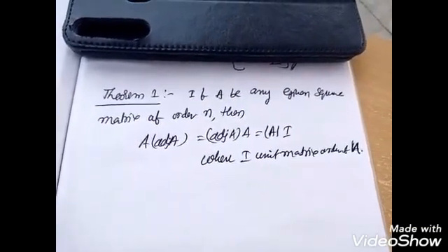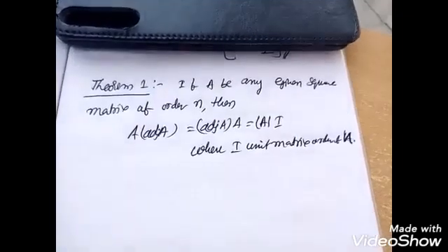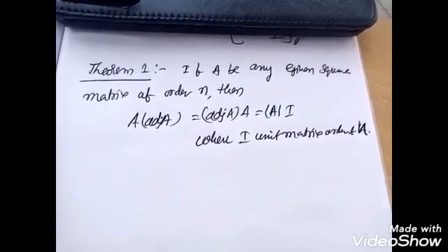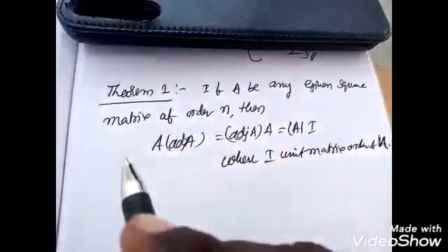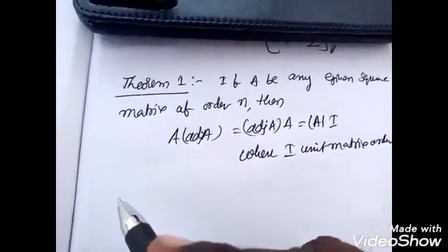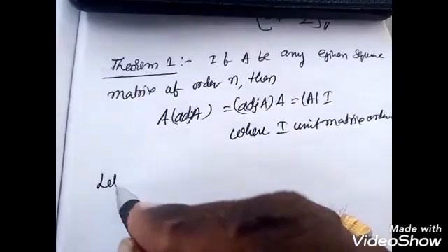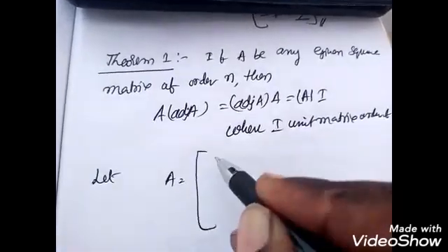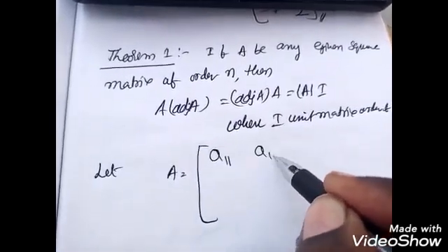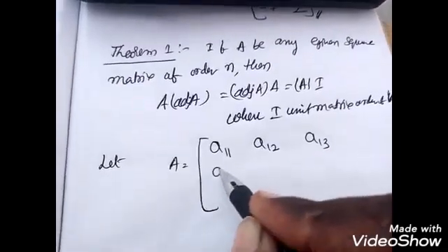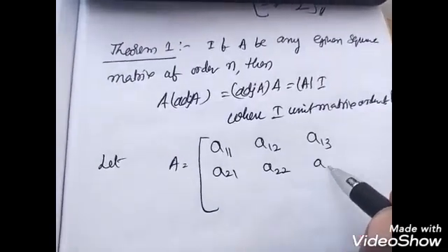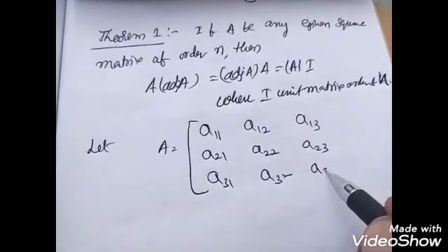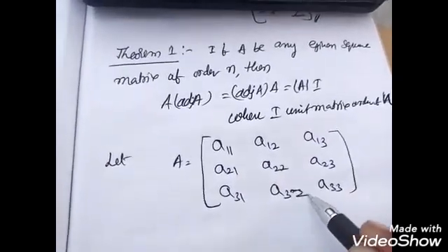Now consider theorem 1. If A is any square matrix of order n, then A into adjoint A is equal to adjoint A into A, which is equal to det A into I, where I is the unit matrix of order n. Now let capital A be the matrix with rows A11, A12, A13, A21, A22, A23, A31, A32, A33. This is the given matrix, assume.